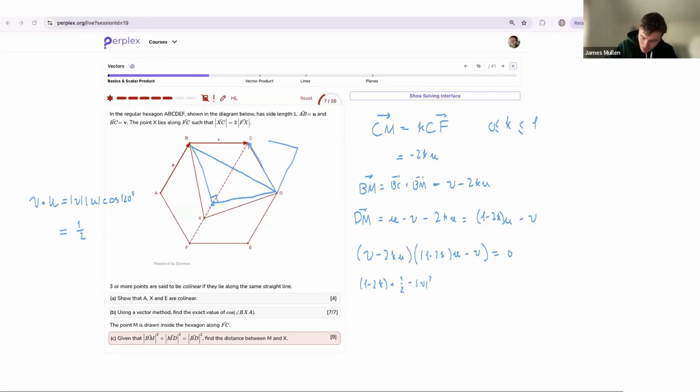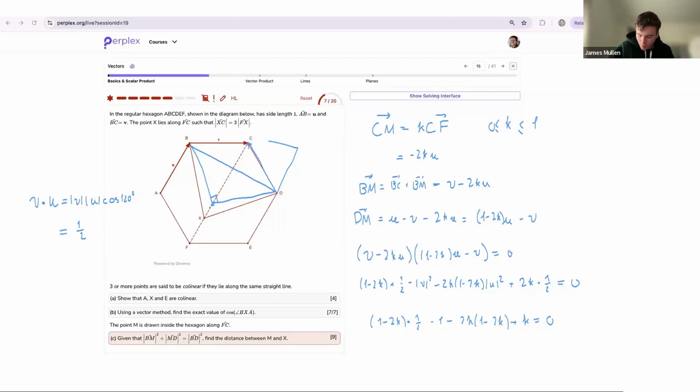And now I'm going to have minus 2k times 1 minus 2k, 1 minus 2k u squared. And finally, plus 2k times u dot v, which we said was 1 half, equals 0. Let's expand everything that I have here. I'm going to have 1 minus 2k times a half minus 1 minus 2k times 1 minus 2k plus k is equal to 0. And we're almost there now.